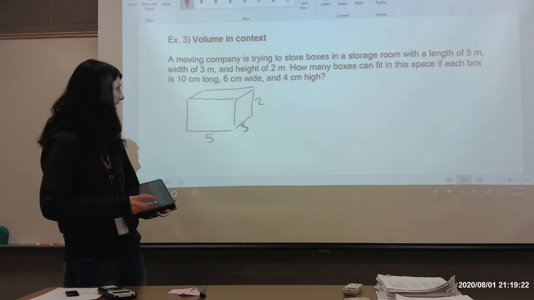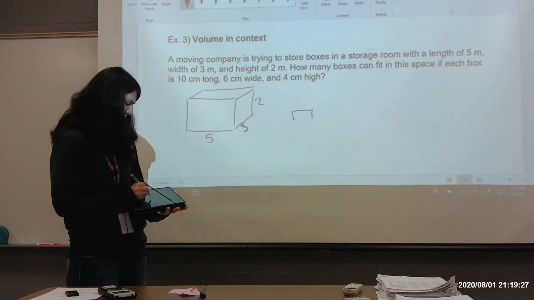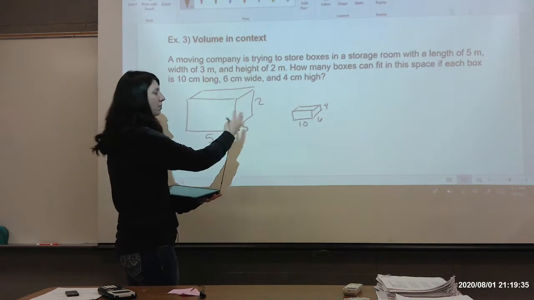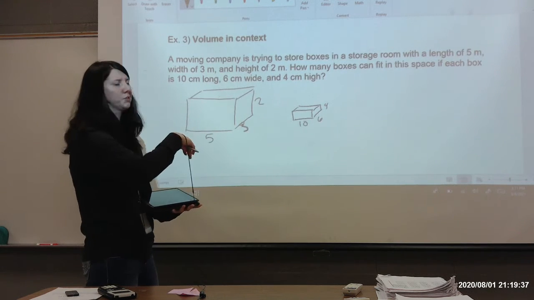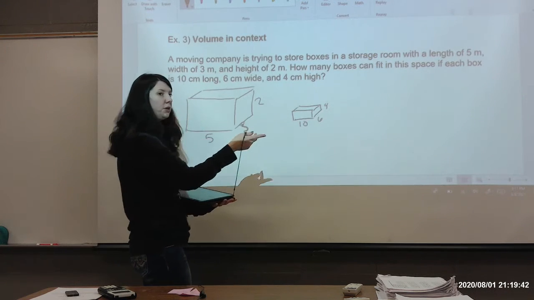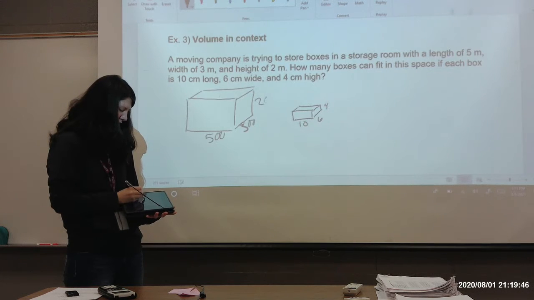I like to think of this as a volume problem, but you can go at it from lots of different ways. Now, something we need to pay attention to is that we have two different units being used. So this is centimeters and this is meters. We need to make a match. I don't want to deal with decimals, so I'm going to make my meters into centimeters. There's 100 centimeters in a meter, so that just means this is 500, 300, and 200.